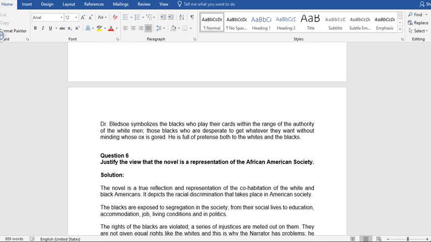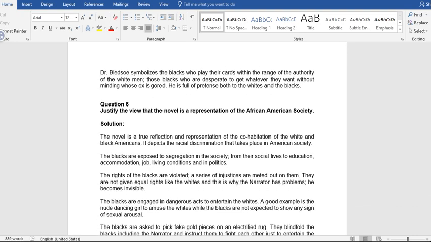Dr. Bledsoe symbolizes the blacks who play their cards within the range of the authority of the white men. Those blacks who are desperate to get whatever they want without minding whose ox is gored. He is full of pretense both to the whites and the blacks. So that is the answer to that question.